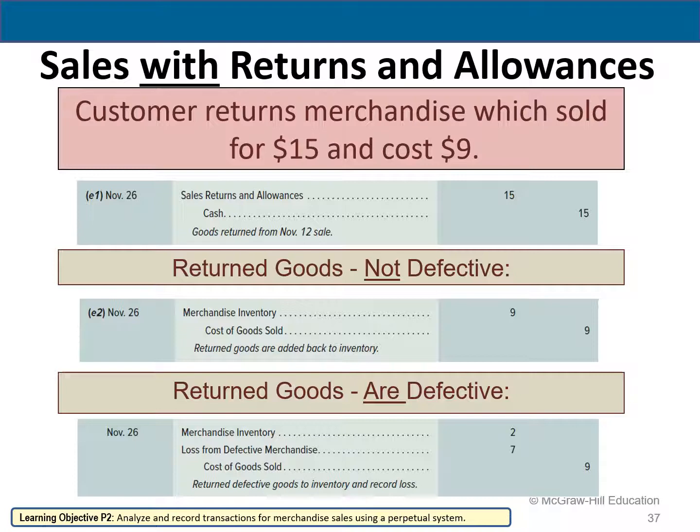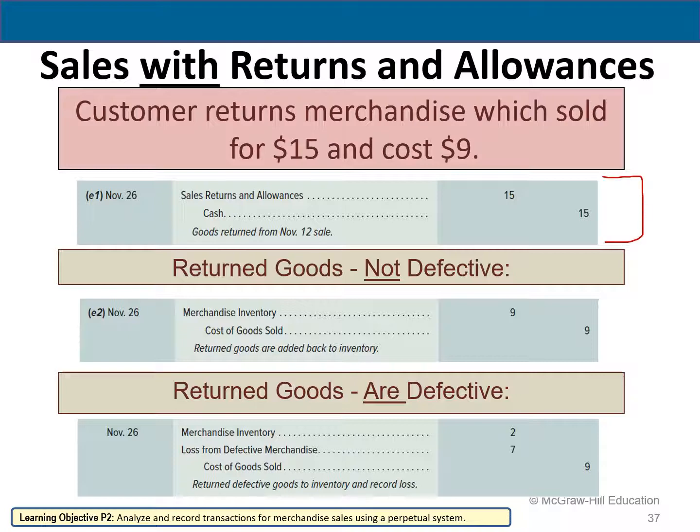All right, so sales with returns and allowances. Let's say a customer returns merchandise which was sold for $15 and cost $9. So we're going to record sales returns and allowances at the $15 sale price. That sales returns and allowances account is similar to the sales discounts account. It's a contra revenue account, so it is increased with a debit. And we're going to give that customer cash, so our cash is going to decrease, so we're going to credit cash for $15.